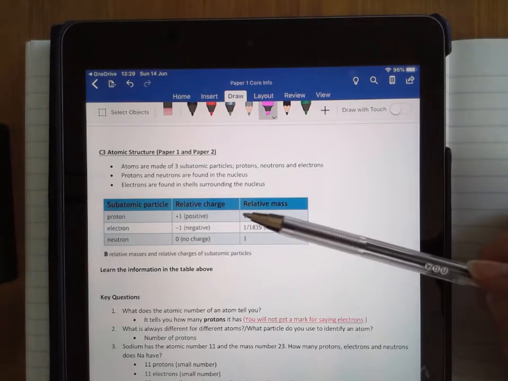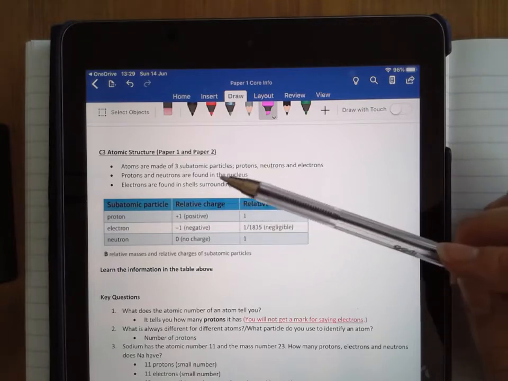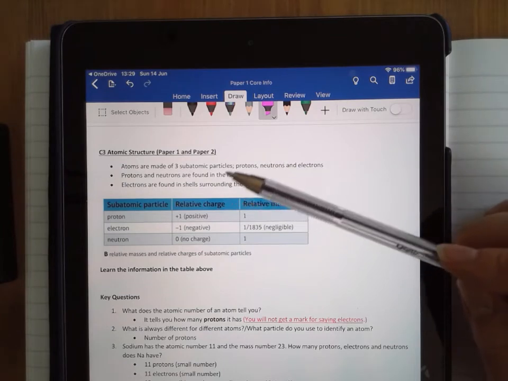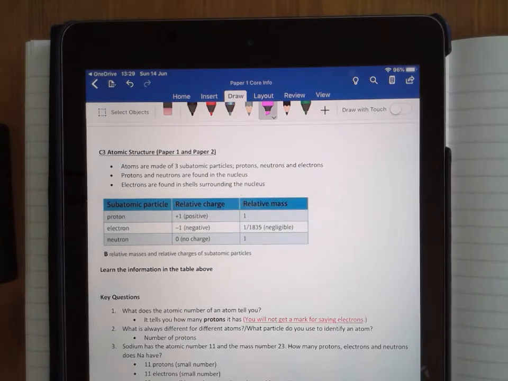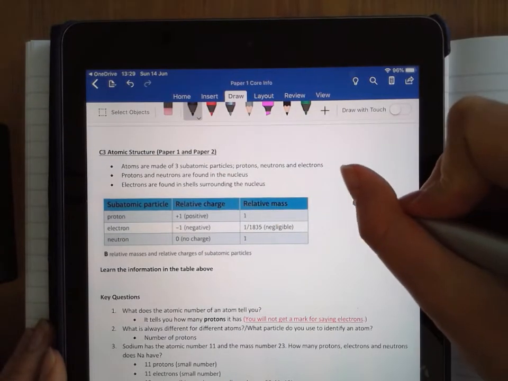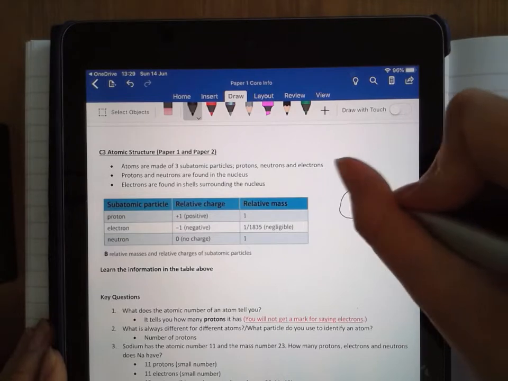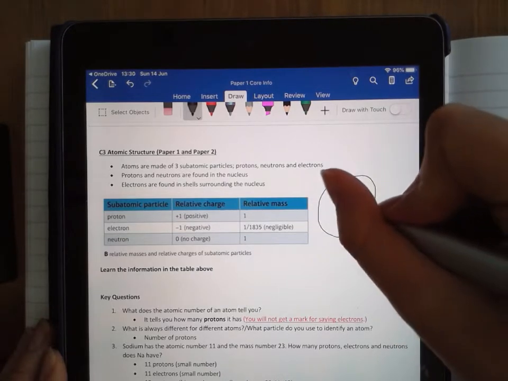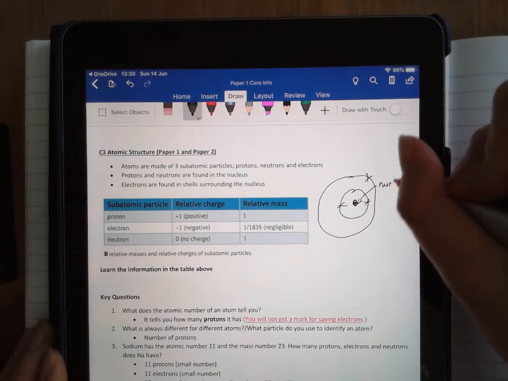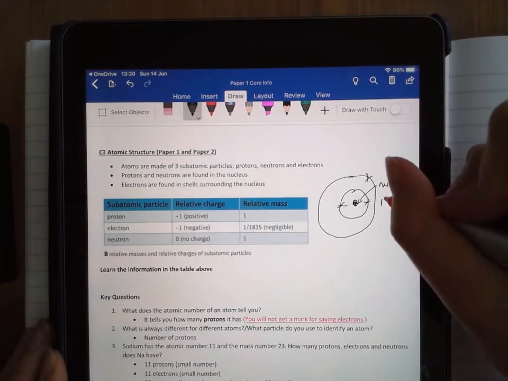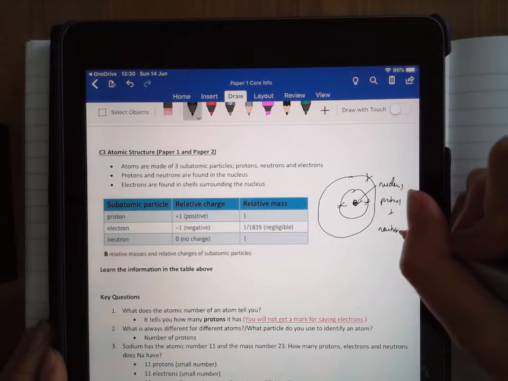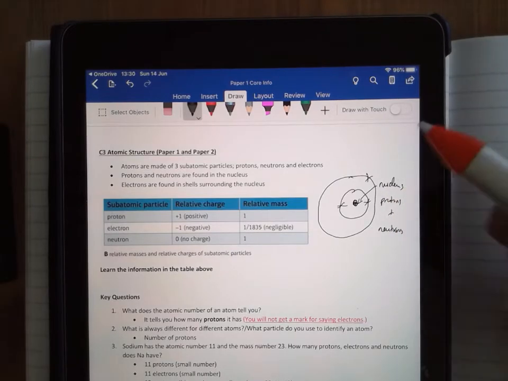So hopefully at this point, you all know that atoms are made of protons, neutrons, and electrons. You need to know that protons and neutrons are found in the nucleus at the center of the atom. You've got your nucleus here at the center, and then you've got electrons, which are found in shells around the nucleus. Okay, so that's your nucleus at the center, and that contains protons and neutrons, and then you've got electrons in shells around the nucleus.